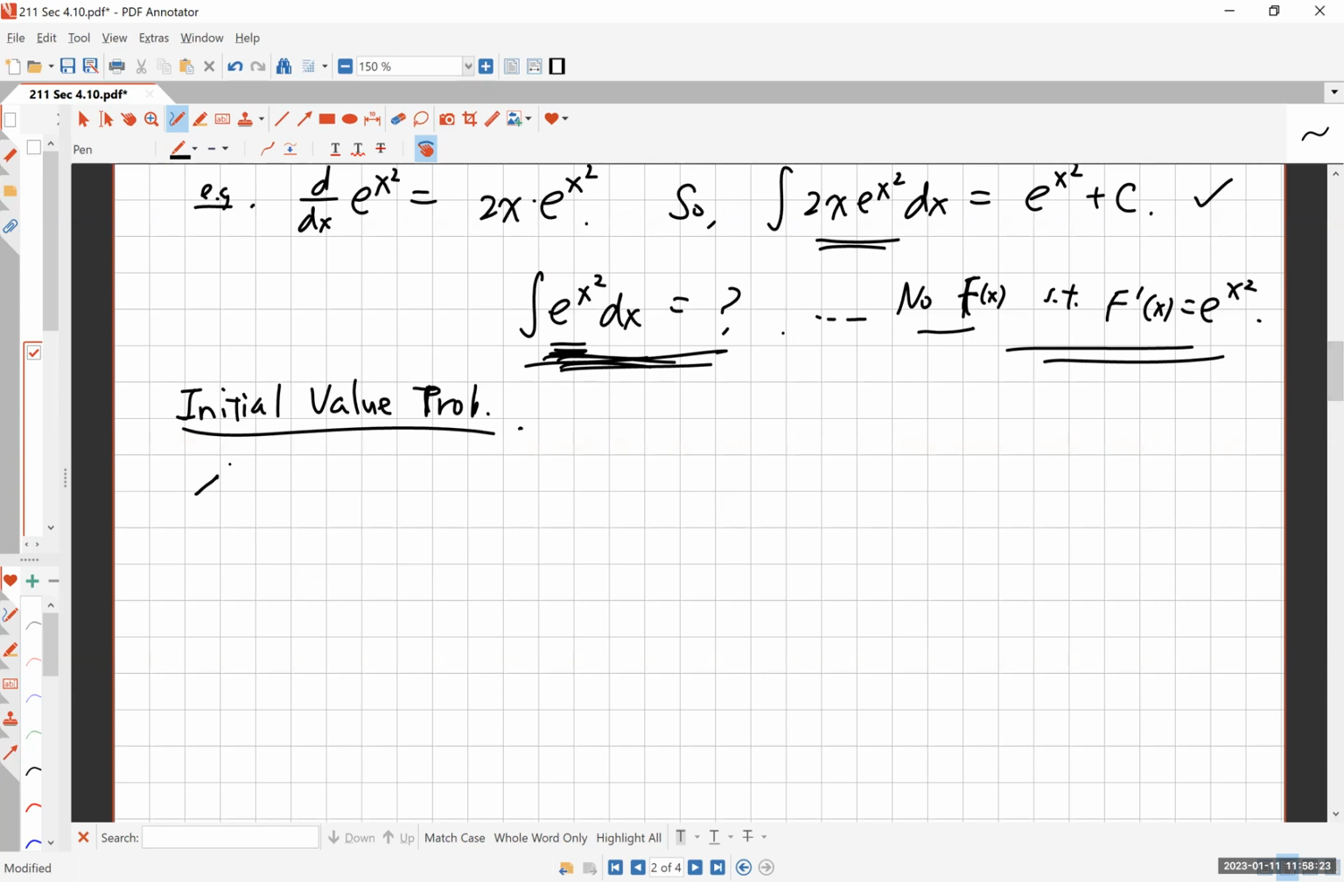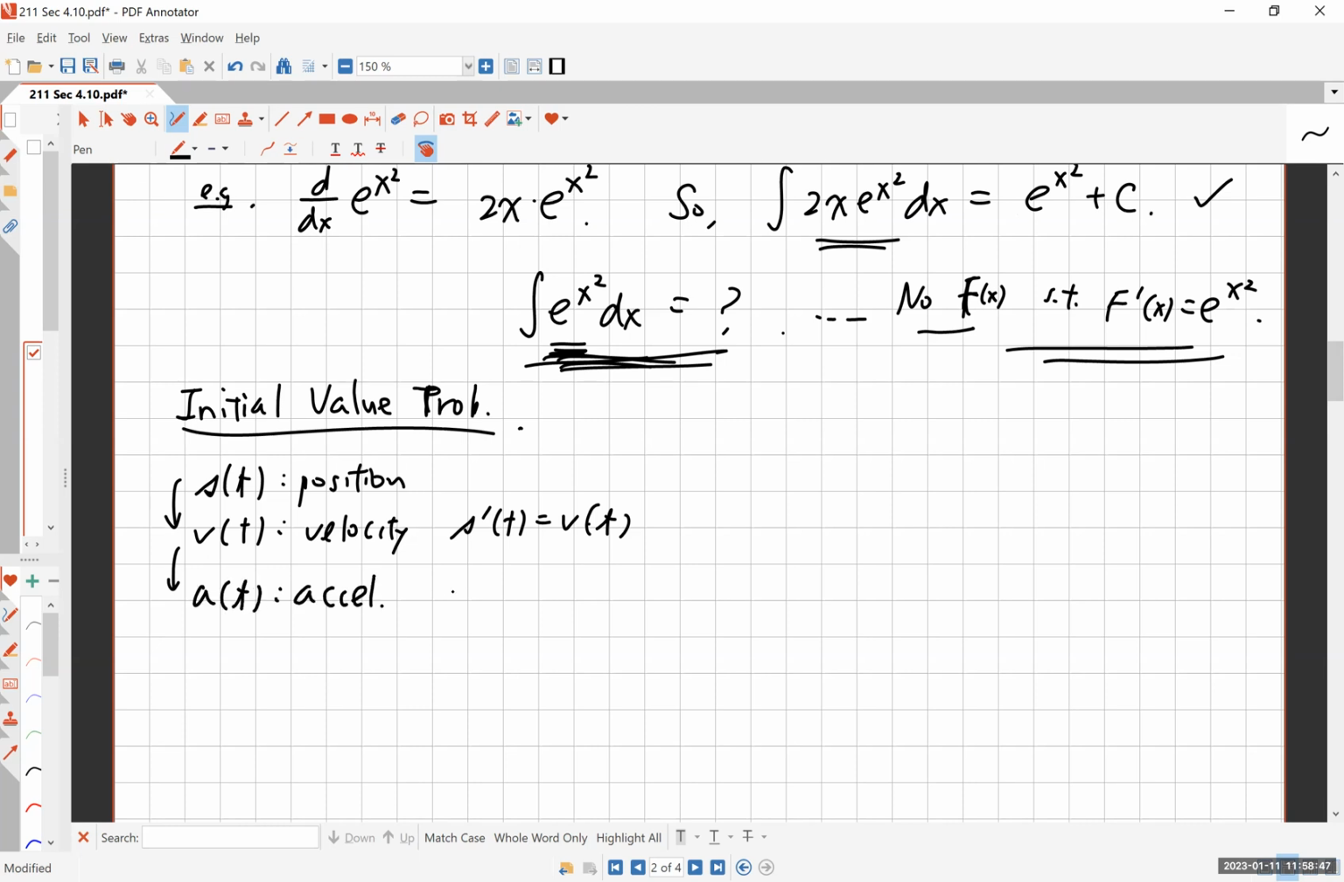But you know, for instance, s of t, if this is the position function, v of t is the velocity function, and you know that s prime is v, right? You take the derivative to go from s to v. If you take the derivative of v, what do you get? It's the rate of change of velocity, which is called the acceleration. And so v prime of t is the acceleration.